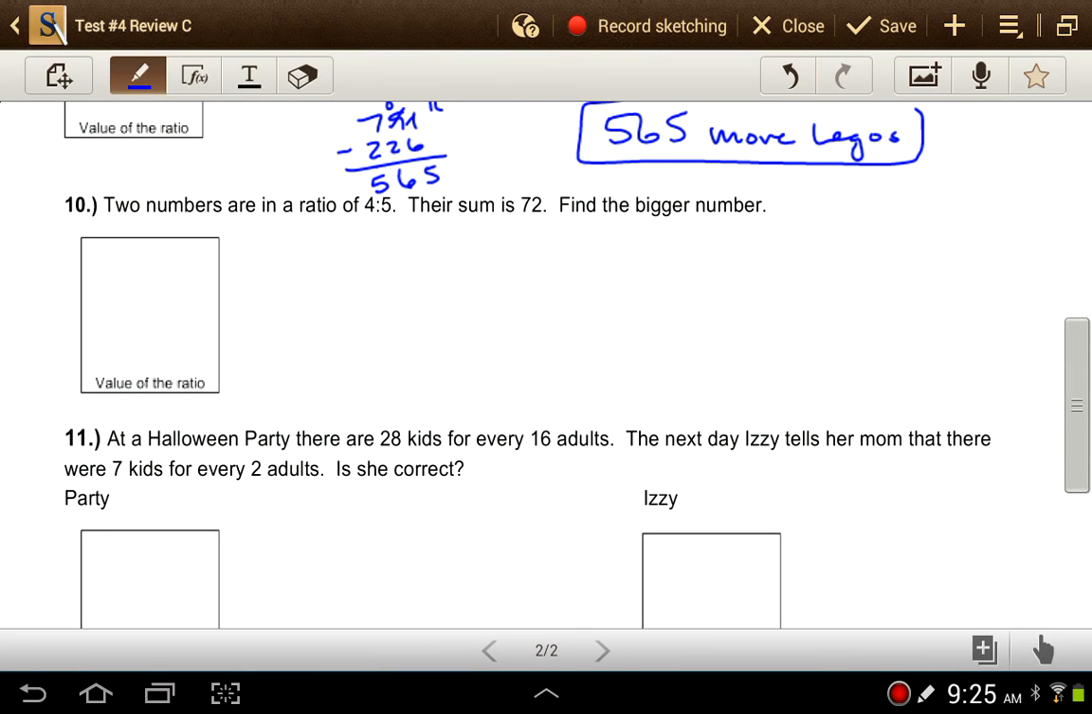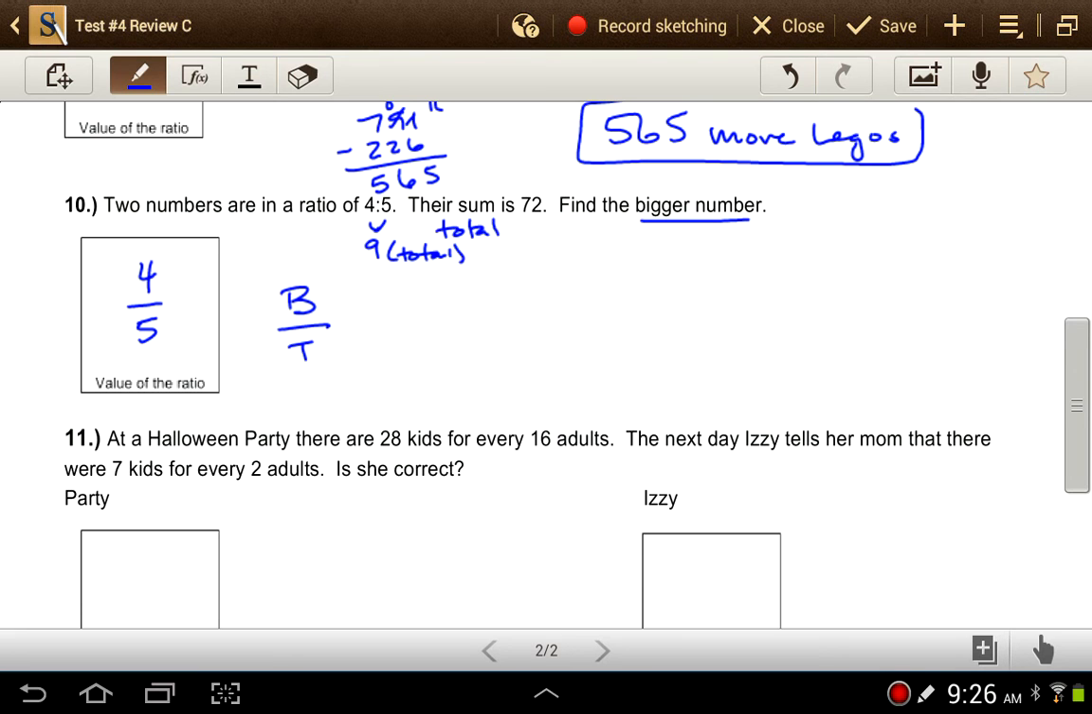Their sum is 72, so that's like a total. The total is 72. So what I want to do is add those together, and that gets me 9. That is my total. 5 plus 4 is 9. Find the bigger number. Between 4 and 5, 5 is the bigger number. So I'm going to do bigger number over the total. Now, the value of my ratio, my problem, was 4 to 5. So that's what I'm going to put in there because that was my original ratio. I did not have to simplify.